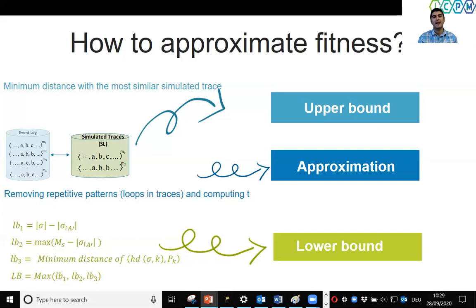To approximate the alignment cost, we remove the repetitive patterns of log traces and compare them with the simulated log. Note that the approximated value should always be between the lower bound and the upper bound. In the paper, we formally show how we compute the bounds and also the approximation. So if you want to know the exact way of computing bounds, please refer to the paper.